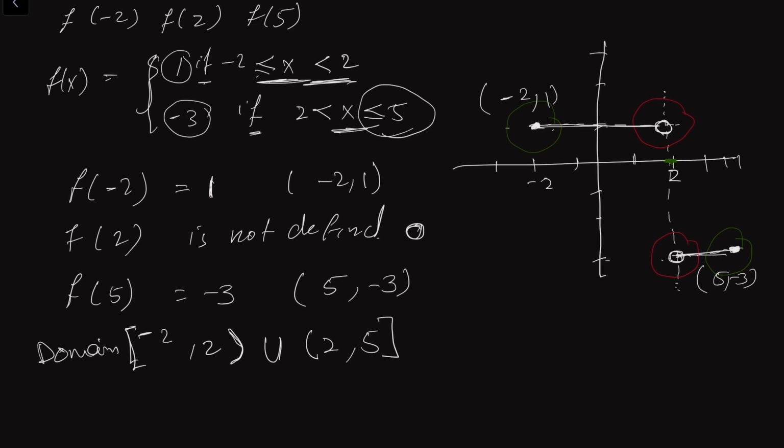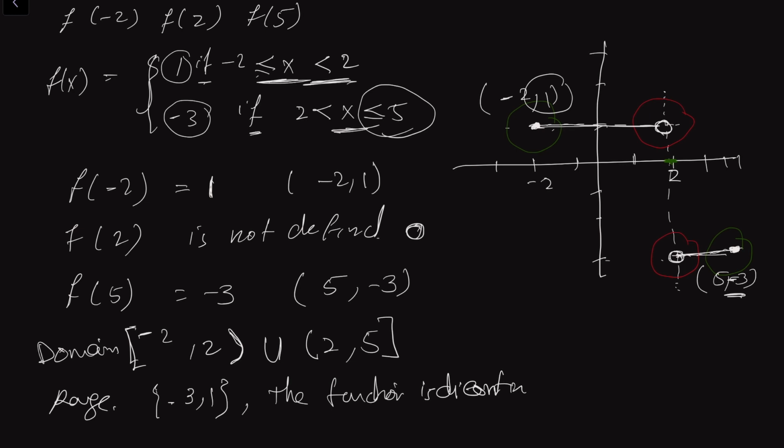And then my range, okay, basically it's the set from negative 3 to 1, except the function is discontinuous at x equal 2. Okay? So that's the second problem.